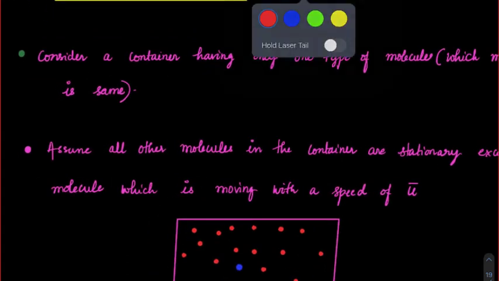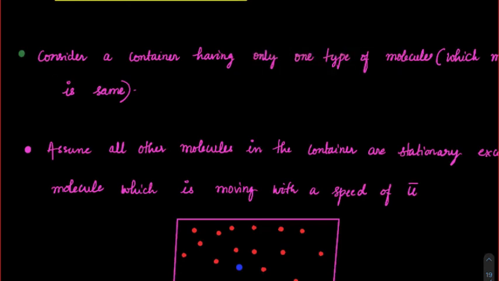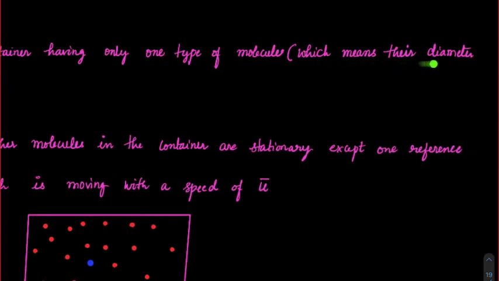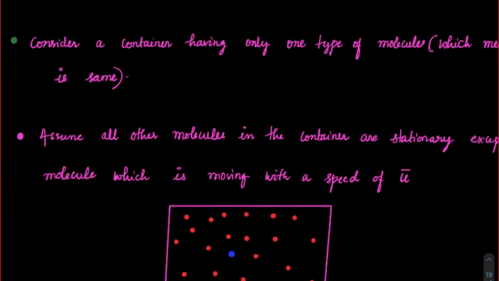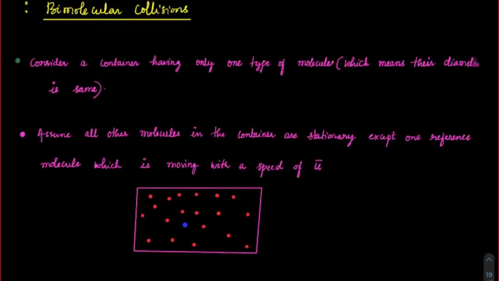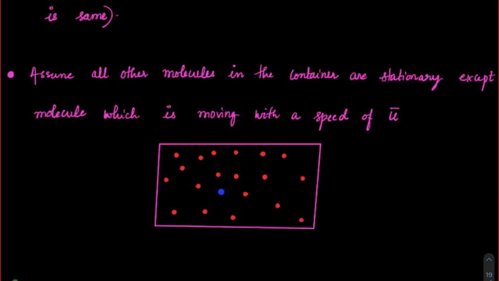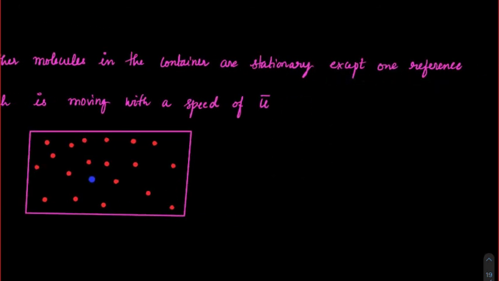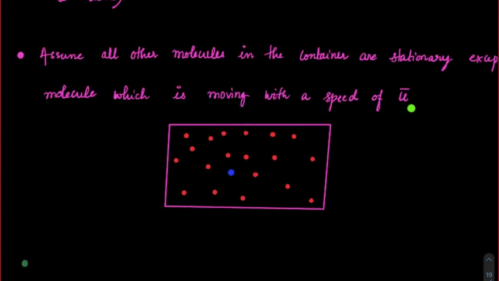Now suppose I consider a container having only one type of molecule, which means their diameter is the same. Obviously mass is the same as well as their diameter. Second assumption is, assume that all the particles in the container are stationary except one reference molecule, which is moving with a speed u average. Here u bar is u average.